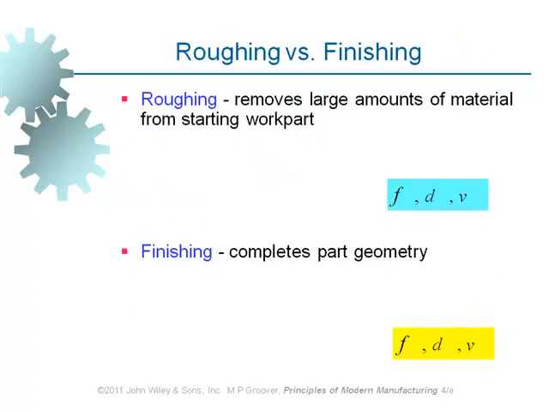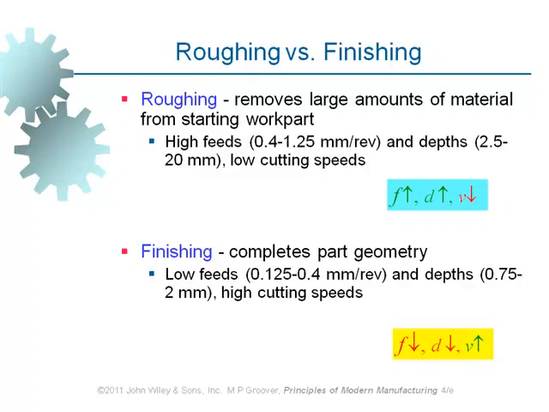Well, roughing against finishing operations. Are these two different from one another? Of course they are. They are different. In roughing operations, what we are after is to take a lot of material, to remove a lot of material from the workpiece. As a consequence, in order to get that, we've got to make use of high feed and high depth of cut. However, when we've got high feed and high depth of cut, we've got to lower the cutting speed.